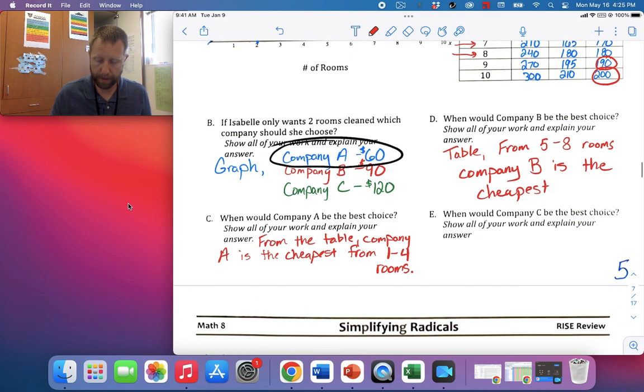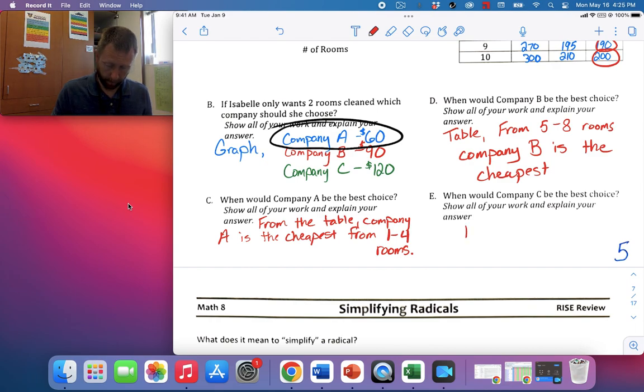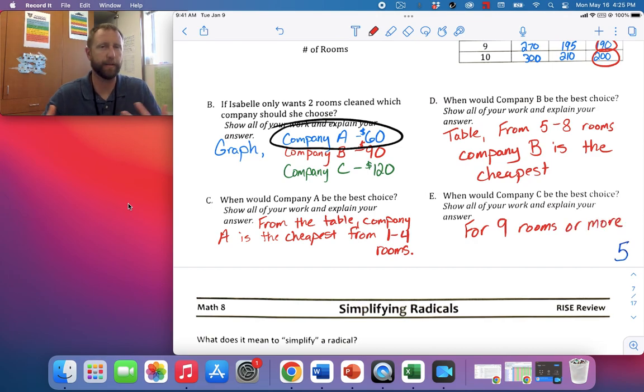So when would company C be the best choice? For 9 rooms or more. Just because our table stops at 10 rooms doesn't mean houses stop at 10 rooms, right? Yeah, a house can have more than 10 rooms. So I'm going to say for 9 rooms or more. And again, that was from the table. But again, I could have answered that from the graph. I could have used the equation. There's lots of ways to answer that question. All right. If you guys have any questions with systems of equations, make sure you ask your teachers.